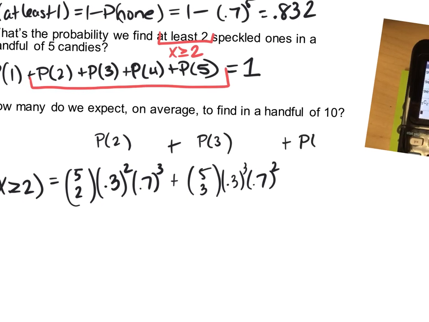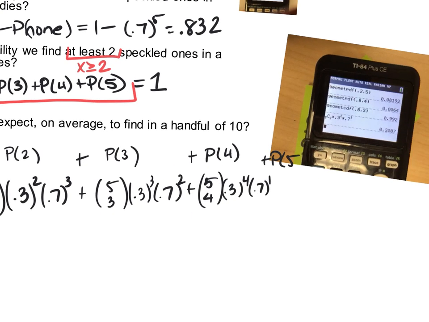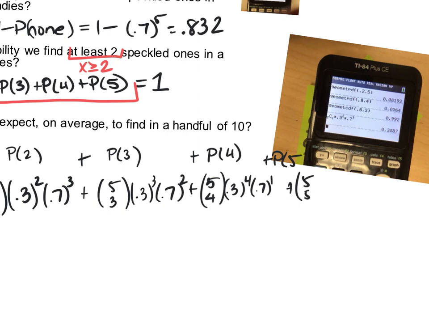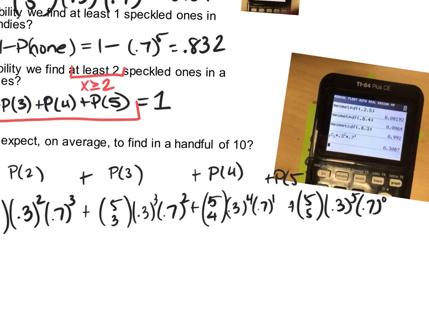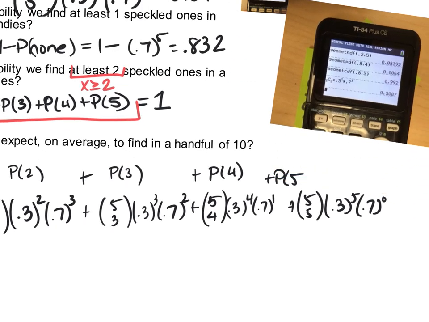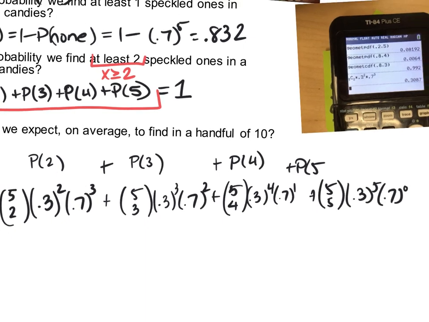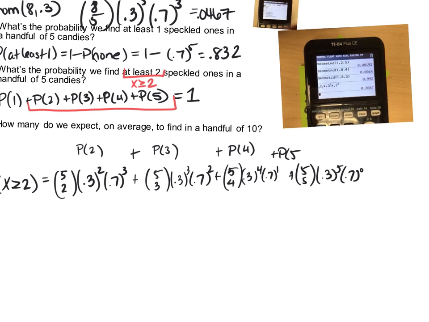Or it could be four. Five, choose four. 0.3 to the fourth, 0.7 to the one. Or it could be five. Five, choose five. 0.3 to the fifth, 0.7 to the zero. And we would plug that all into our calculator.